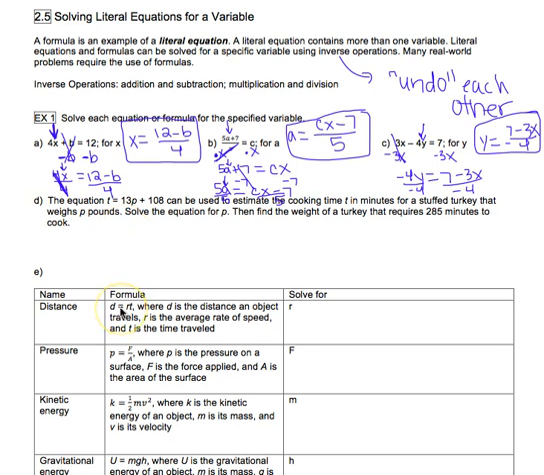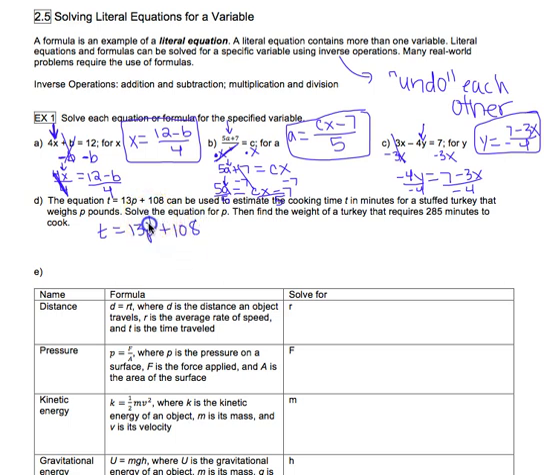Okay, D, we have a word problem. I wanted to illustrate that. The equation T equals 13p plus 108 can be used to estimate the cooking time T in minutes for a stuffed turkey that weighs p pounds. Solve the equation for p. So I've got T equals 13p plus 108.